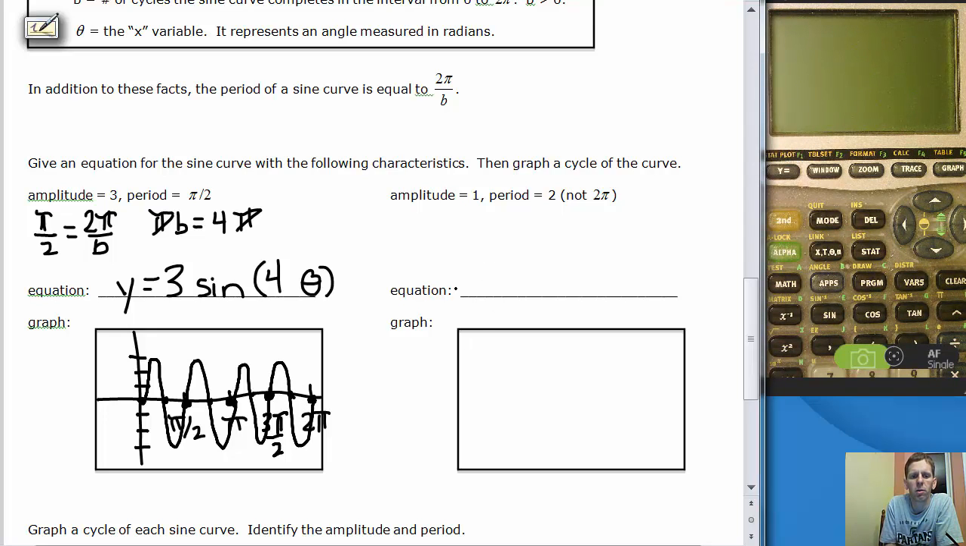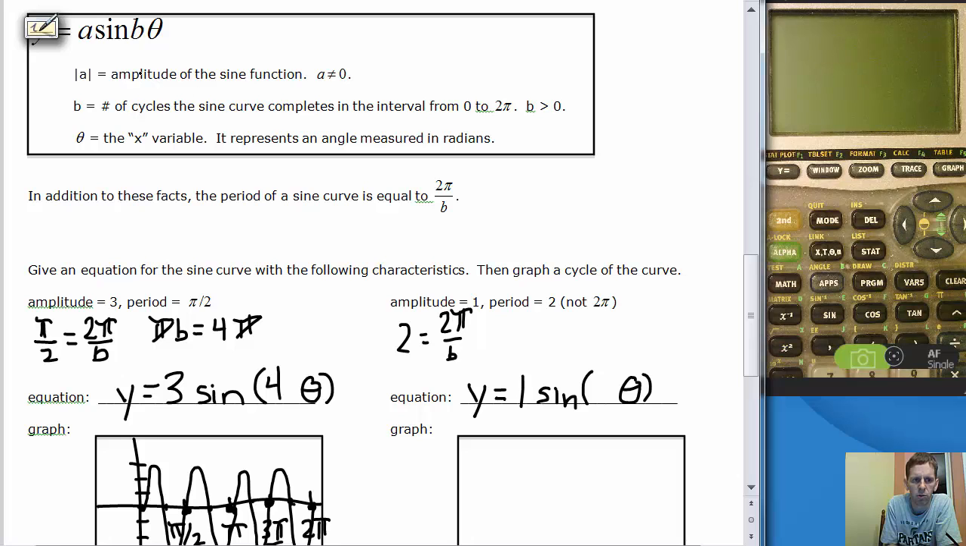For our second graph, we're going to come up with an equation here for y equals, the amplitude is 1, sine. Period is 2, not 2 pi, but 2. So here we're going to make 2 equal to the formula for the period, which is 2 pi over b. Our goal is we want to find b that we can plug into our value here, which is going to be b times theta. This is based off of our equation up here.